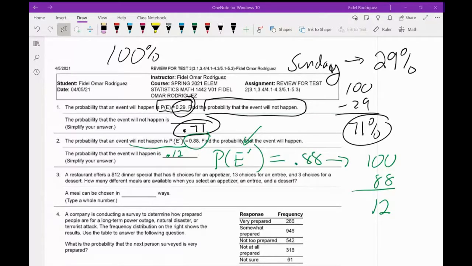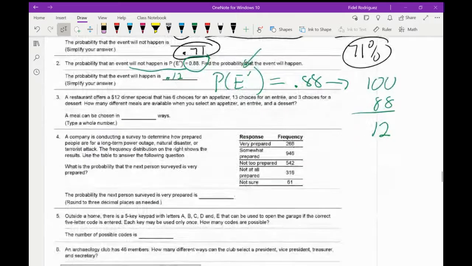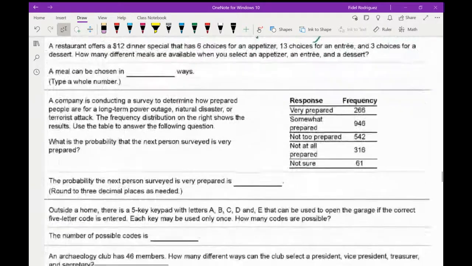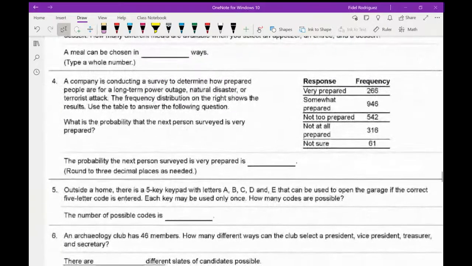Let's see. So, any other questions anybody wants to ask me about? Any questions from the review? Let's see, I heard something in the chat, so let's take a quick look here. Where are we? Here we go, number 4. Okay, so let's take a look at number 4. This is a very good question. I'm glad you're asking this. Okay, so guys, I'm going to zoom in a little bit so we can see a little bit better.